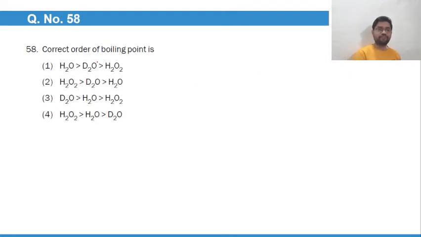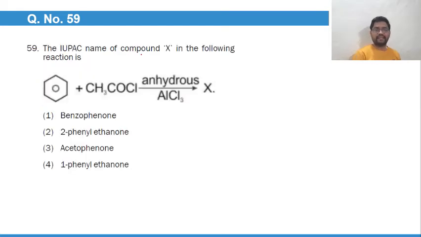58. The correct order of boiling point is, so here you can see water, heavy water and peroxide. Peroxide will have the highest boiling point first of all, so we can eliminate this and this. After peroxide, it is heavy water, and the least boiling point is of water. So we'll go with option number 2. 59. IUPAC name of compound X in the following reaction. If I do this particular reaction, it is Friedel-Crafts acylation.